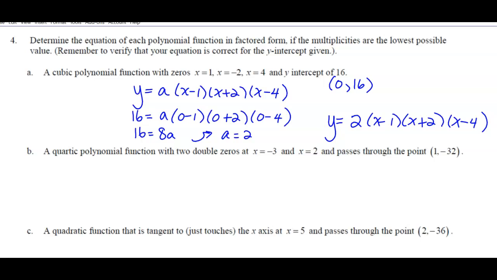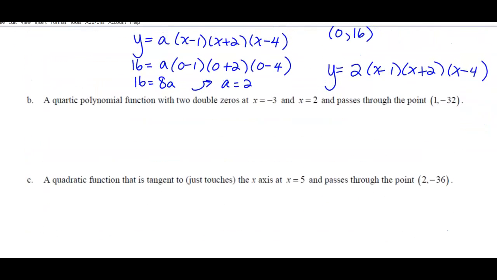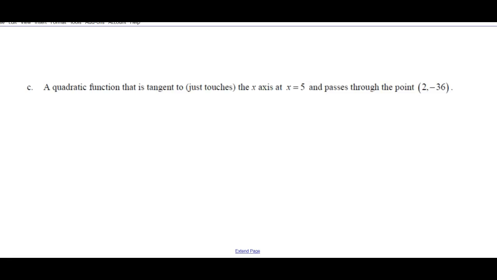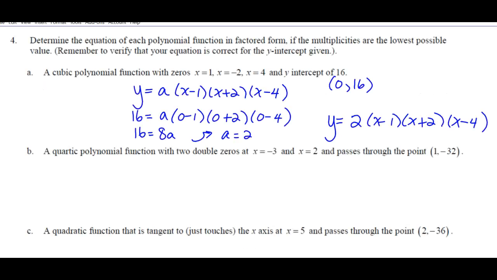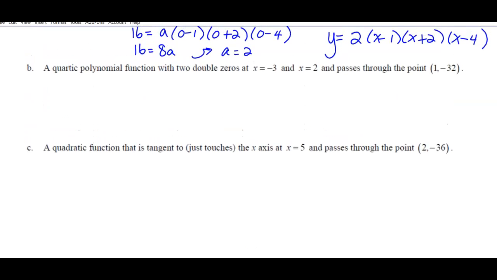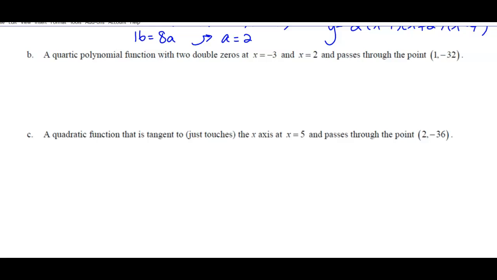Okay, so we're running out of time. So let's skip to D. Fifth degree polynomial function. Where's D? Hello. I don't have D. What the heck? Okay, let's not do D. No, I'm done. So we're going to do C. I don't know, D lost.